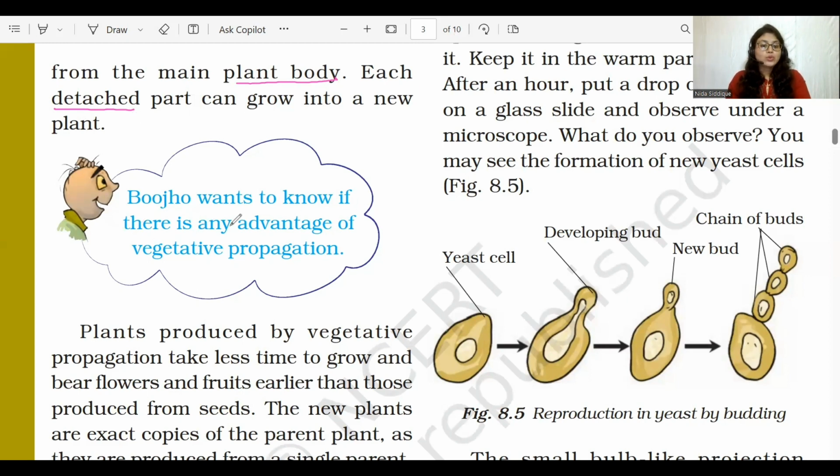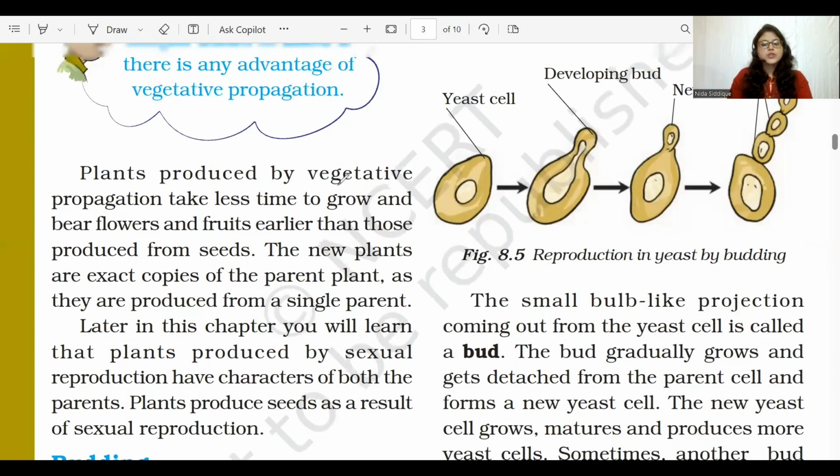So Buju wants to know if there is an advantage of vegetative propagation. Of course, we are going to discuss the advantages of vegetative propagation very soon. So for plants produced by vegetative propagation, the first advantage is that it takes less time to grow. They grow quickly.